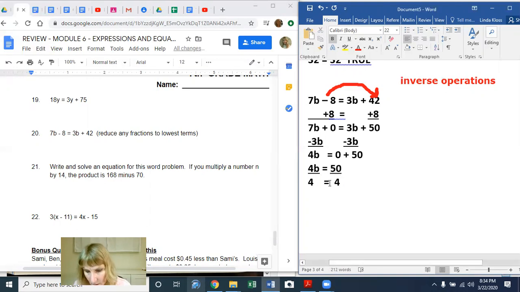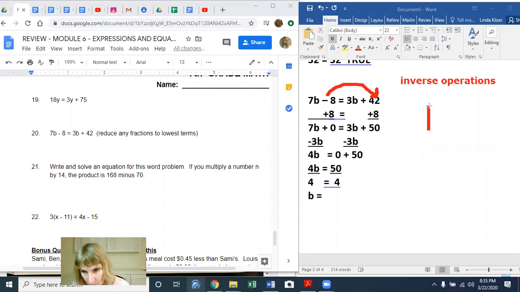And 4 divided by 4 is going to leave me with just 1b or b. And now we have 50 divided by 4. And that I'm going to have to do long division wise. So make our little house, so to speak. And what goes on the inside? Exactly, the 50. There we go.